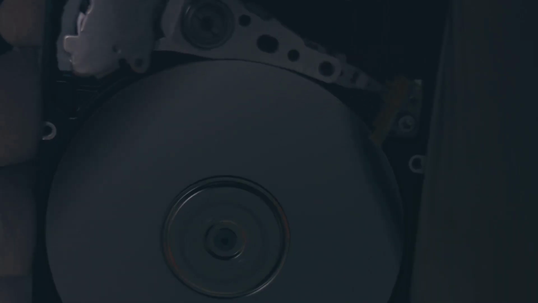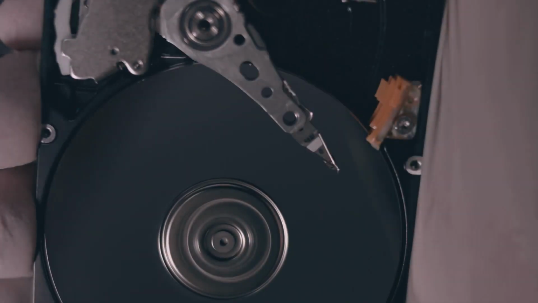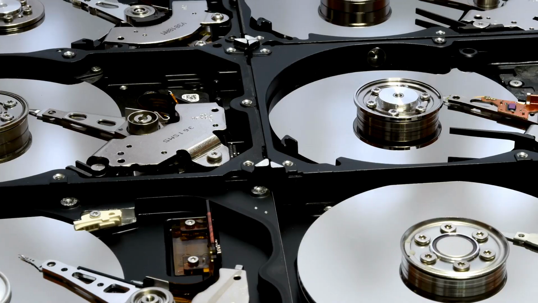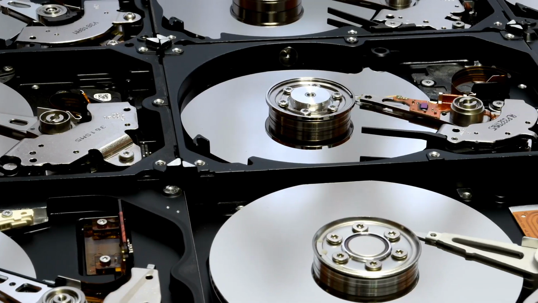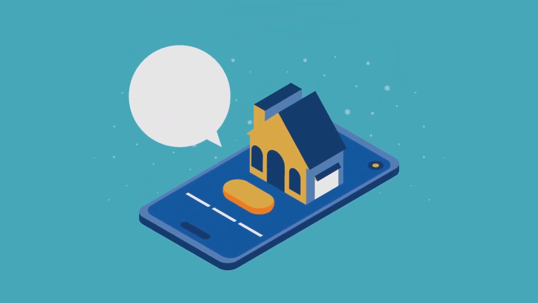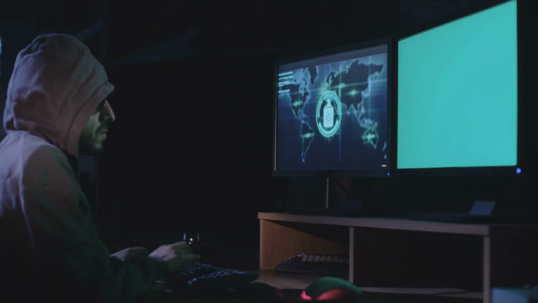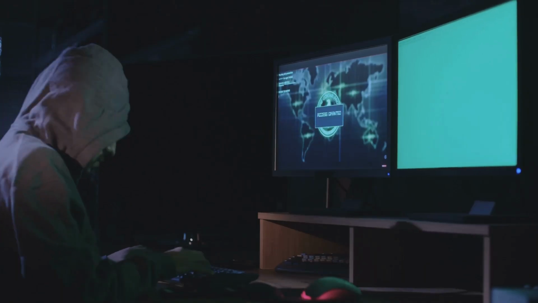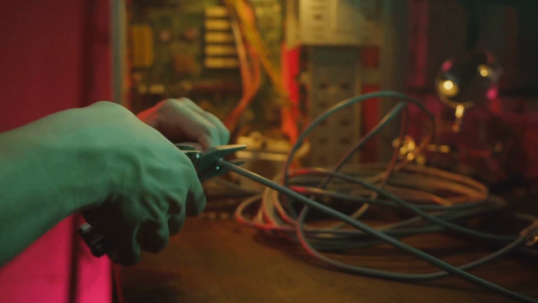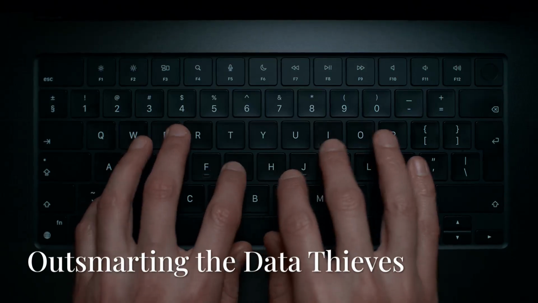In one fascinating case, researchers showed how malware could control the speed of a hard drive's actuator arm, generating inaudible acoustic signals that transmitted data to a nearby smartphone. The phone's microphone acted as the receiver, picking up the secret messages hidden in the sound waves. It's like your data is whispering secrets, and only the hacker has the right ears to hear. So how can you protect yourself from these seemingly invisible threats? Don't worry, we've got you covered.